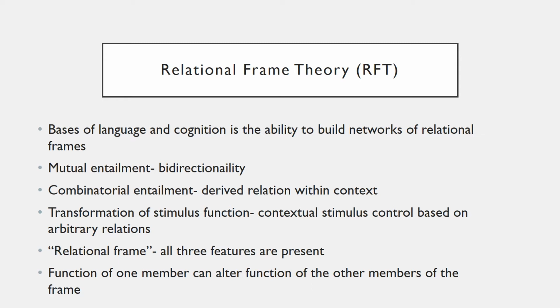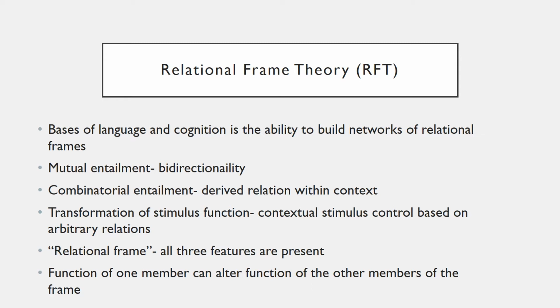Combinatorial entailment is where we start to see derived relations within context. With relational frame theory, there is a focus on how the environment, or context, is what prompts the behavior, as opposed to just the relations that have been developed. Transformation of stimulus function is when contextual stimulus control is based on the arbitrary relations that have been developed between stimuli.